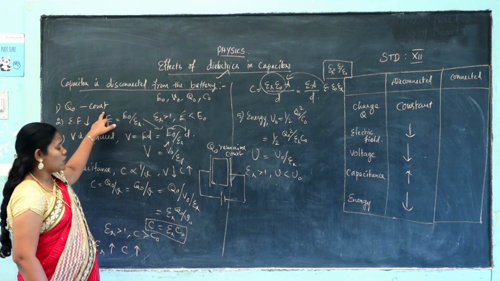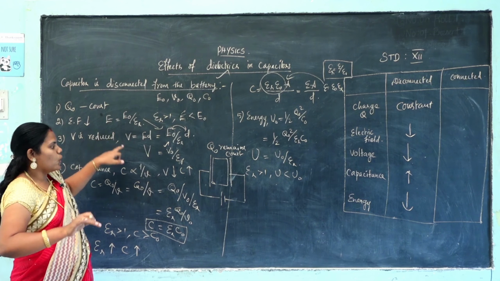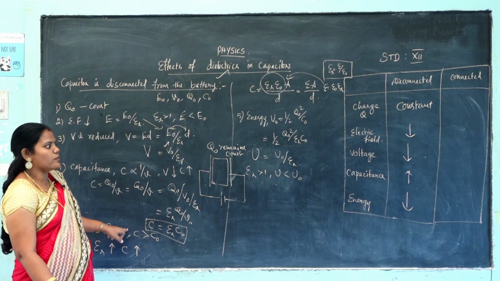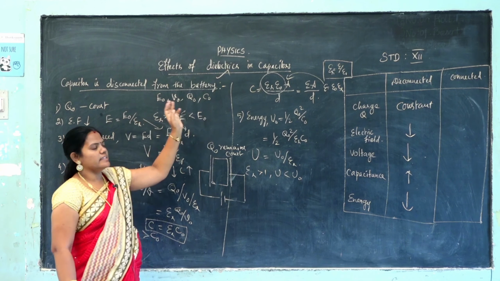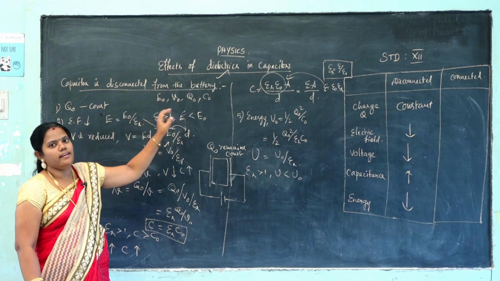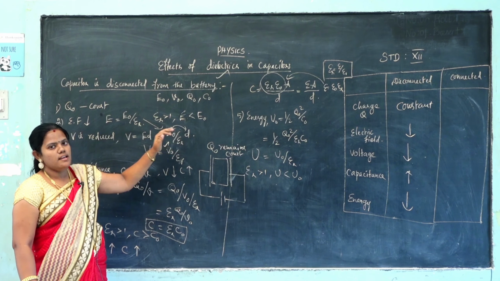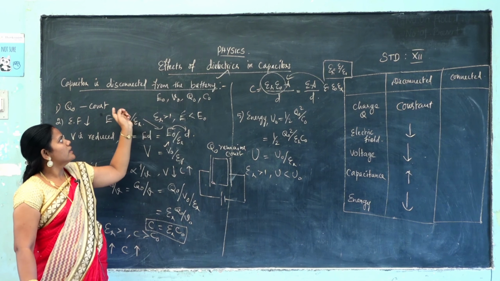Charge remains constant, electric field decreases, voltage decreases, capacitance increases, energy decreases. This is the effect of dielectrics in a capacitor after removing the battery and inserting the dielectric. Next we will discuss the case with the battery.